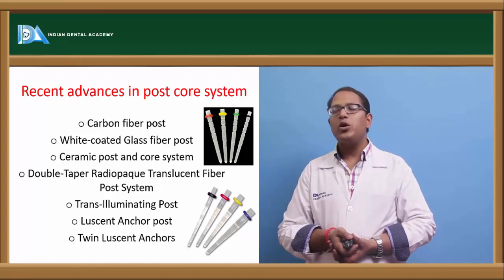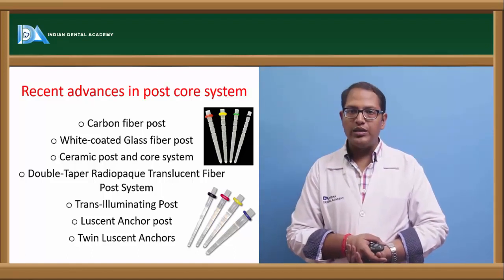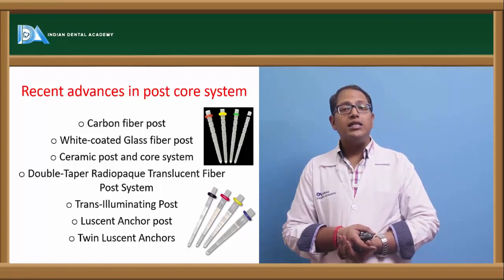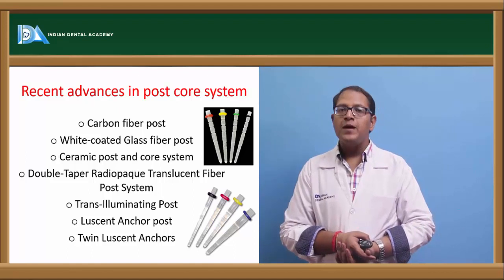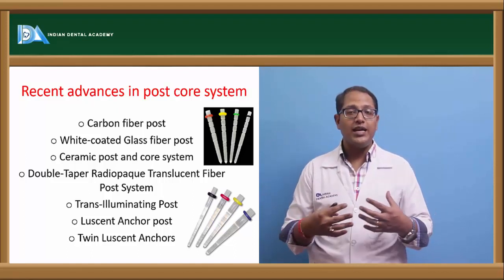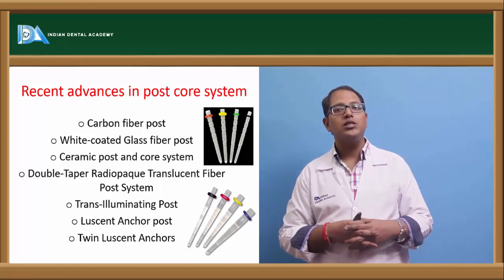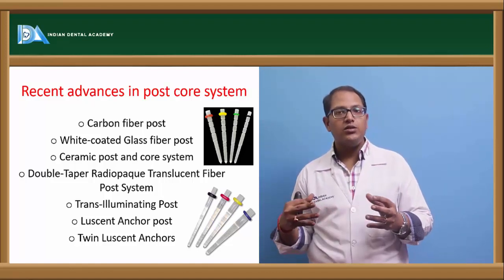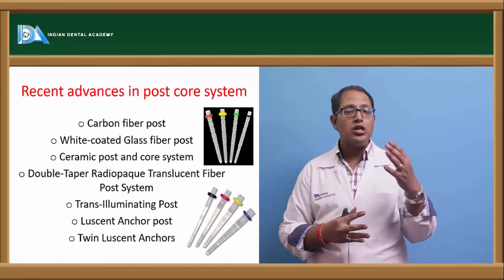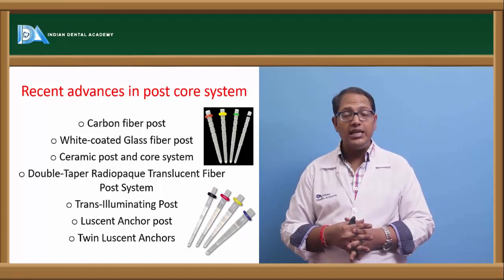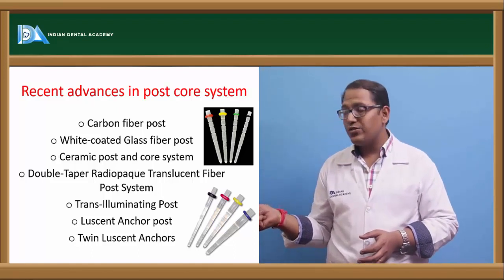What are the recent advances in post and core systems? Now in an earlier class I had told you that the metal does not have a modulus of elasticity equal to that of dentine. So now came up something new which had somewhere equal. Carbon silicon fibers were newly discovered, which had very good optical properties, and also had a modulus of elasticity near about equal to that of dentine. Carbon fiber post, they had white coated glass fiber post.